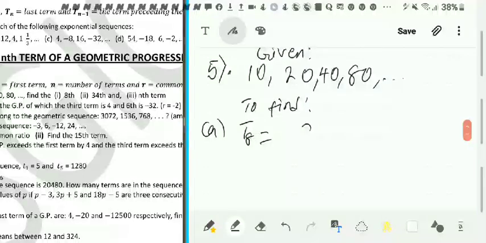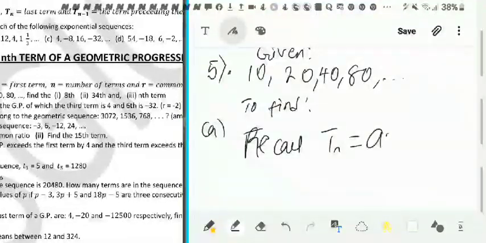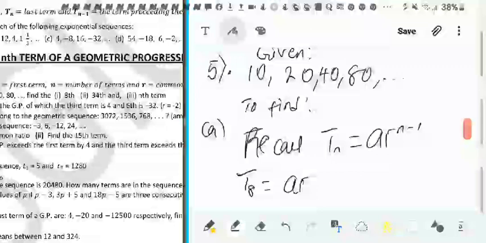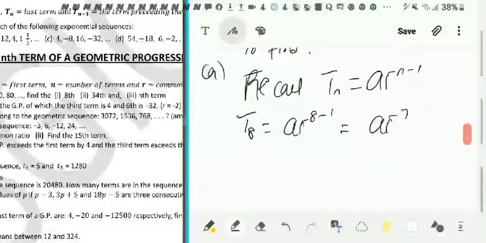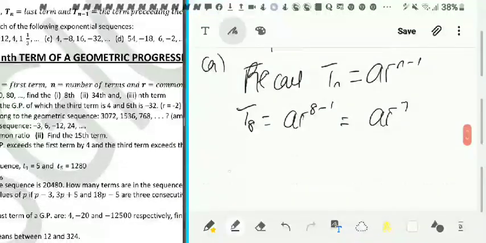The 8th term is T8, and that will be equal to what? From the formula, I will only write this once. In subsequent examples, I won't waste time. Recall Tn is equal to ar^(n-1). So T8 will be equal to ar^(8-1), giving you ar^7. I don't think I'll do this again. So the 8th term now, T8, will be equal to what? Okay, no, not yet.